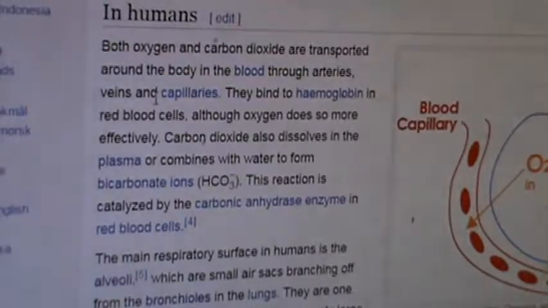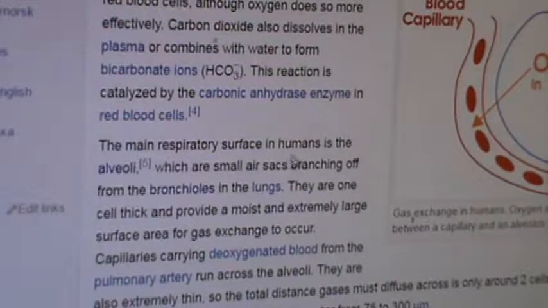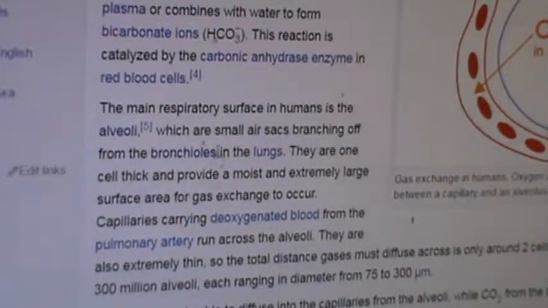There's love at the front. Oh yeah, hemoglobin in red blood cells. So we solved the alveoli and air sacs. Air is at the dead center Father, TH, and sacs divides by 6. The alveoli are small air sacs branching off from the bronchioles in the lungs.